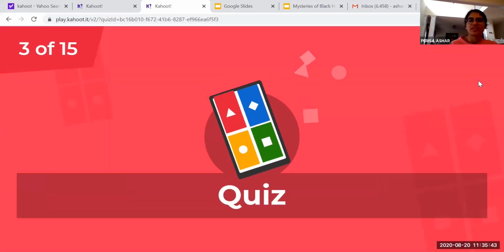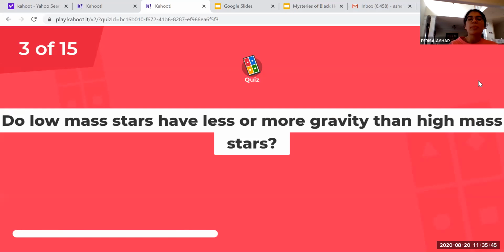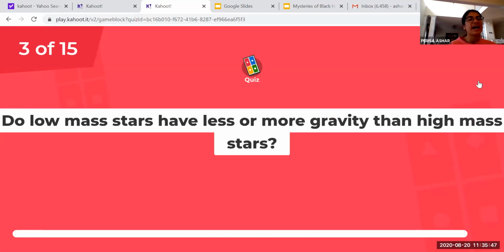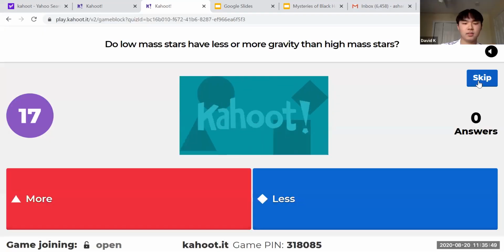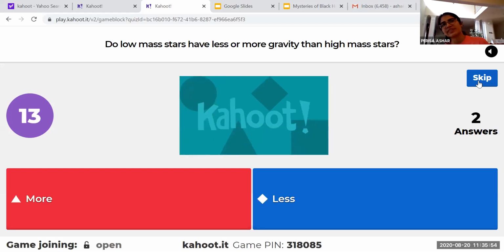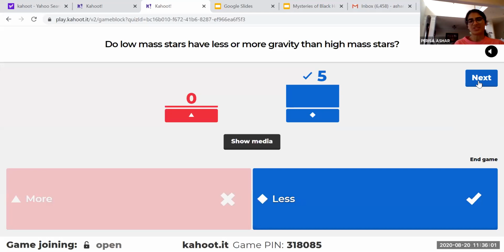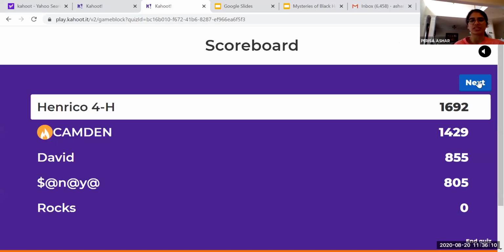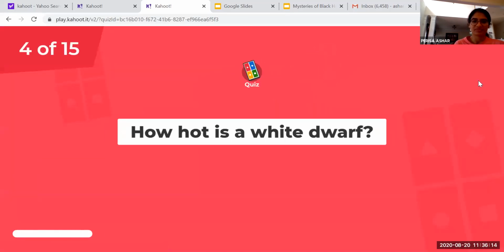Good job. So next question is, do low mass stars have less or more gravity than high mass stars? You can use your reasoning. Good job, everyone got this correct. Yes, high mass stars, since they have a bigger radius, have a higher gravitational force. It's just like planets. The bigger something is, the more gravitational force it has. So good job that everyone got that correct.